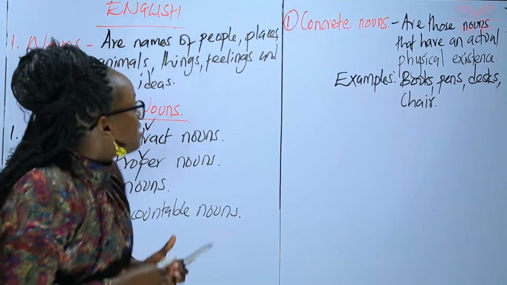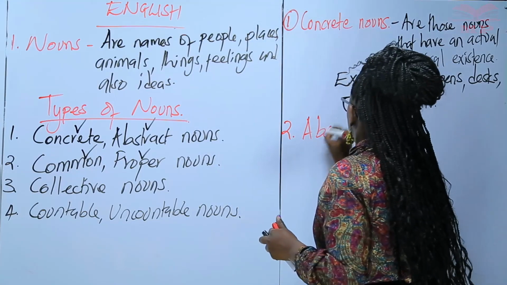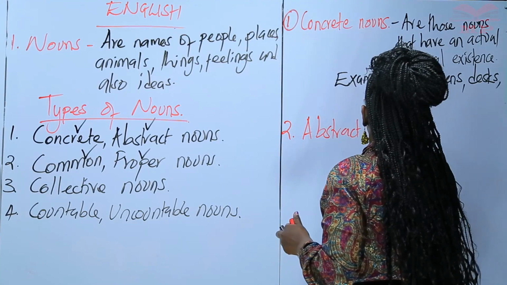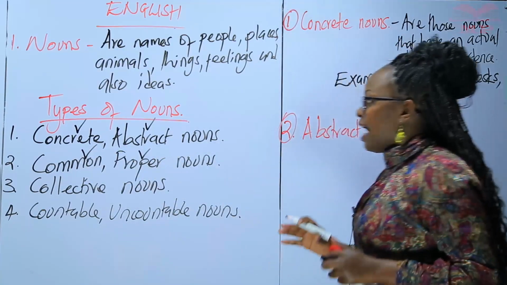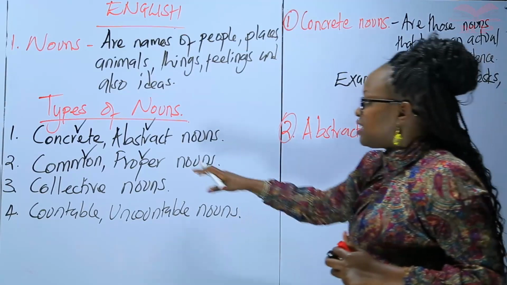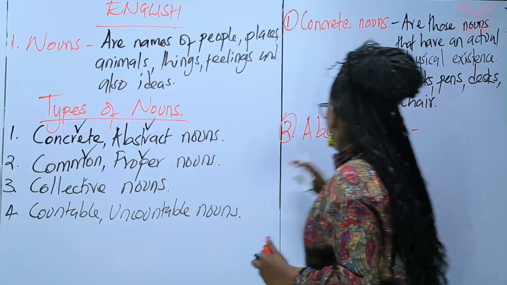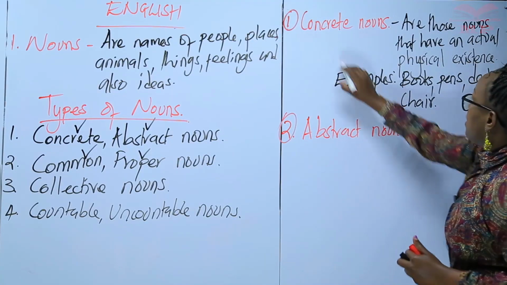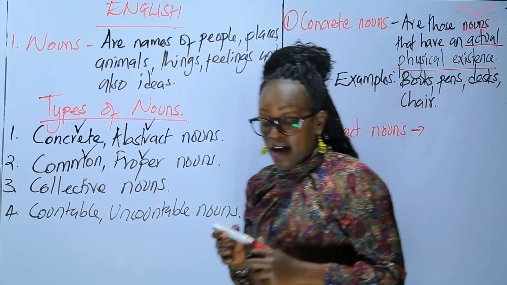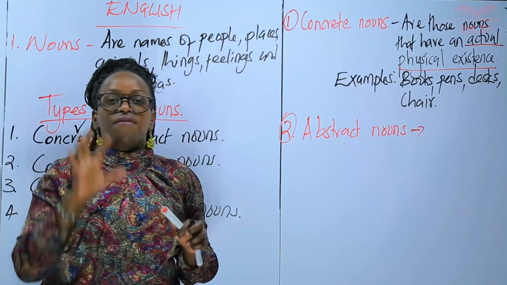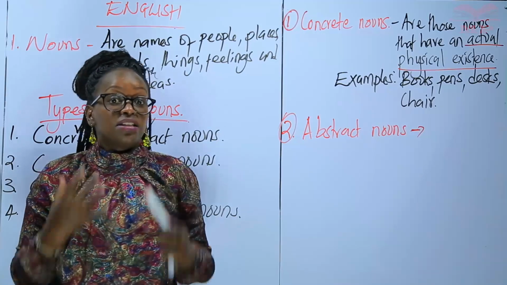And then now we go to the second category of nouns, which is what we refer to as the abstract nouns. Giving reference to how I've written concrete and abstract, there's only a very slight difference between these two types of nouns. We've said concrete nouns have an actual physical existence. But abstract nouns do not have an actual physical existence. They are not things that we can touch, and they're not things that we can see.